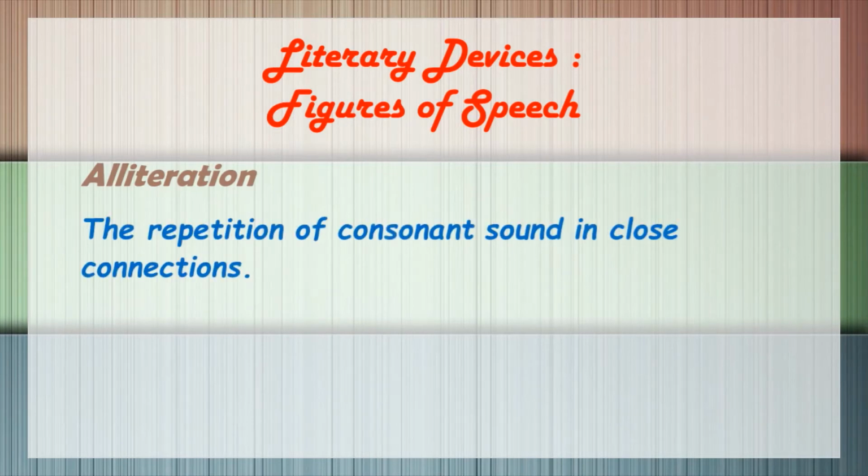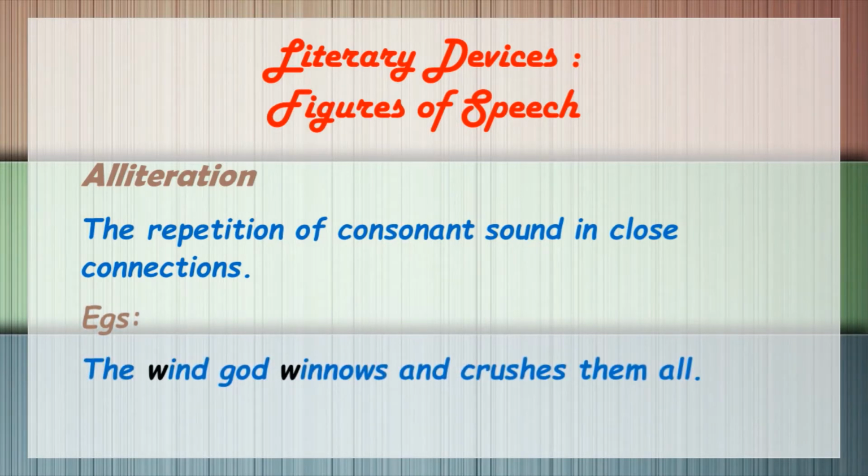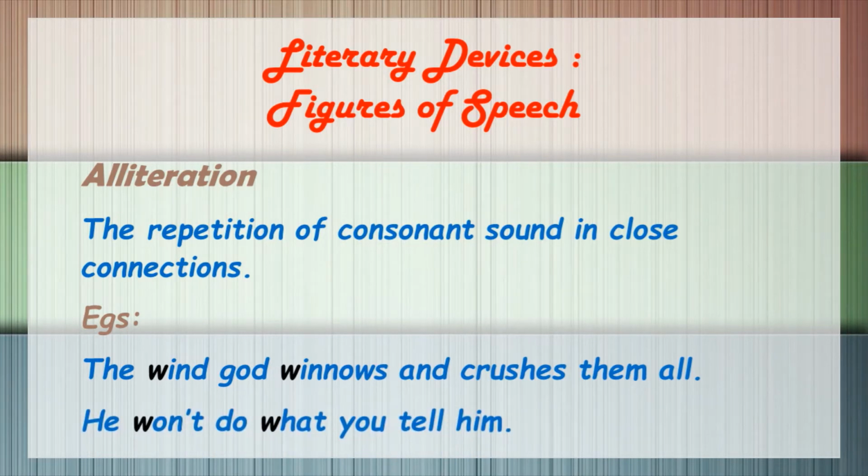Now let's look at the poetic devices and the figures of speech employed by the poet to enhance the beauty of it. We shall start with the familiar and go on to learn some new figures of speech in this lesson. The first figure of speech is alliteration, which is a repetition of consonant sound. In the poem, we find, "The wind god winnows and crushes them all." In this line, the sound represented in the words wind and winnows is repeated for poetic effect. "He won't do what you tell him." In this line again, we find the repetition of the sound through the words won't and what.